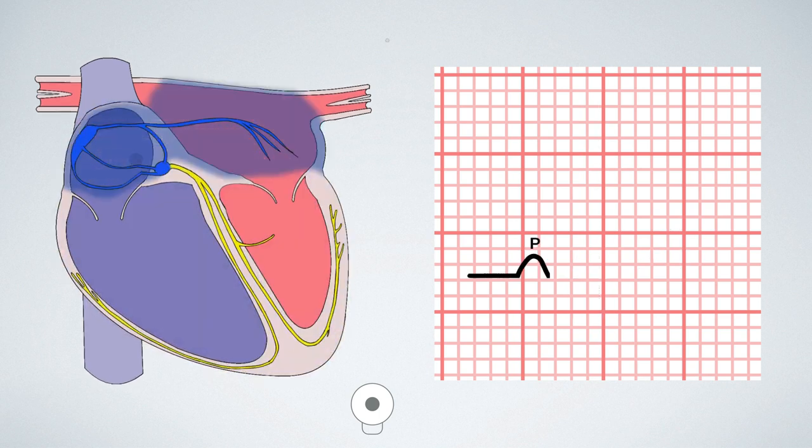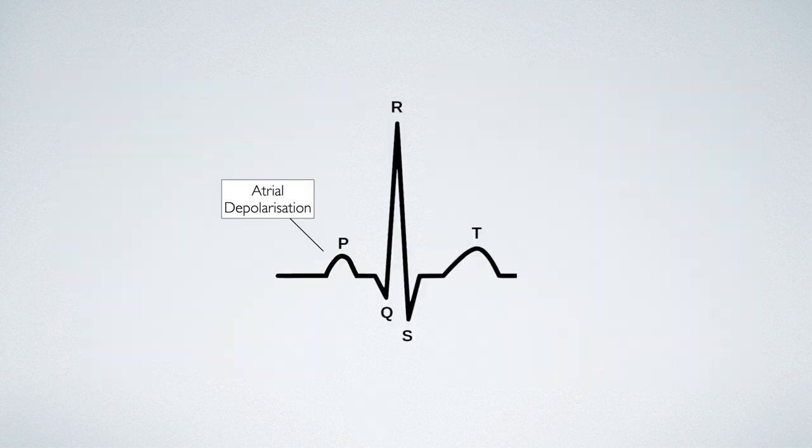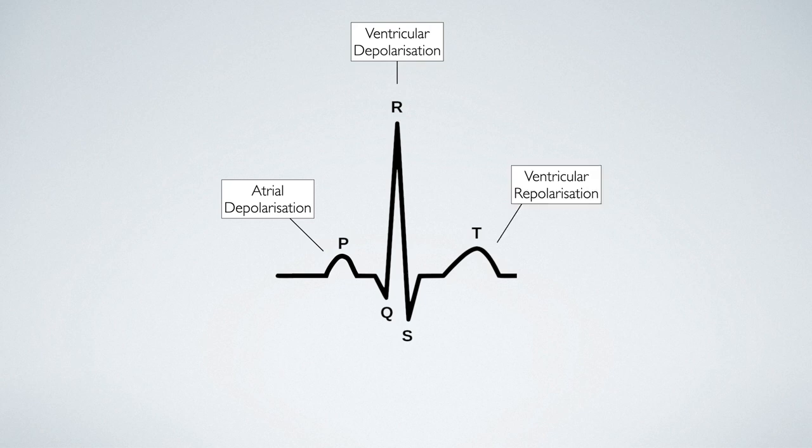So the take-home message here is that the P wave represents atrial depolarization, the QRS complex represents ventricular depolarization, and the T wave ventricular repolarization.